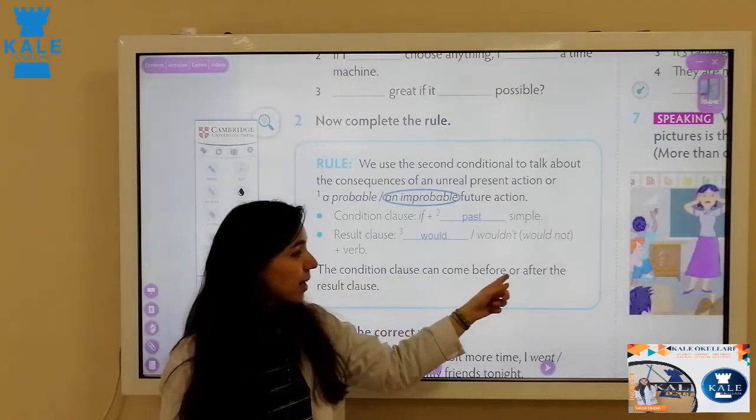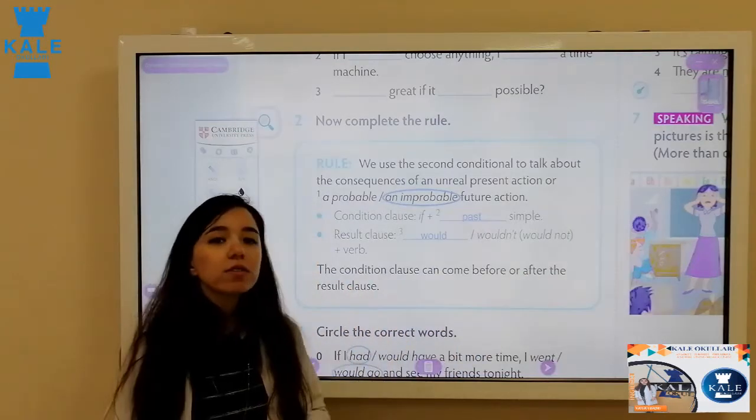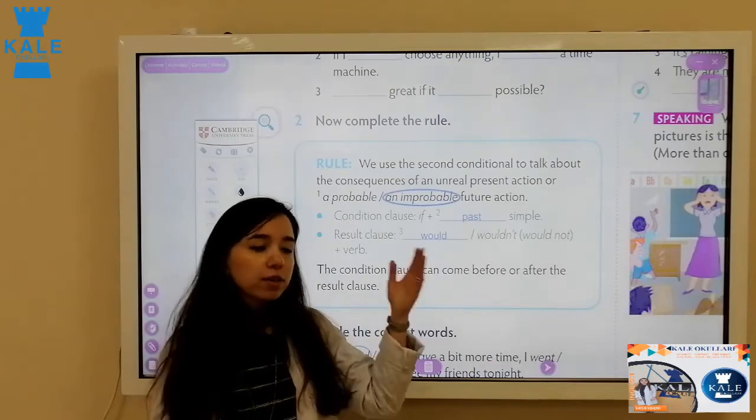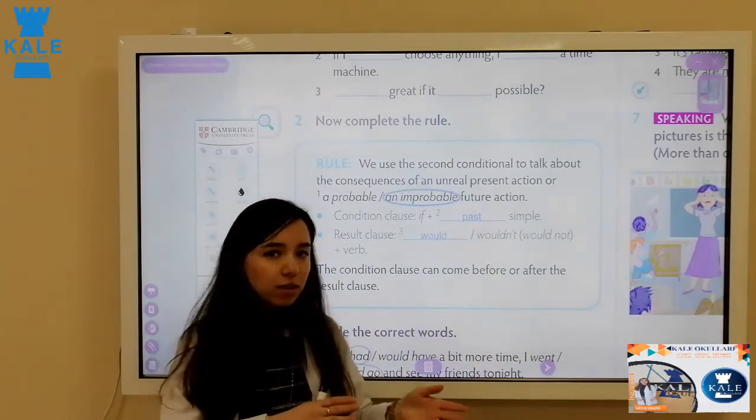The condition clause can come before or after the result clause. As in the first conditional, you can write if first, then the result, or the result, then if. It's up to you.